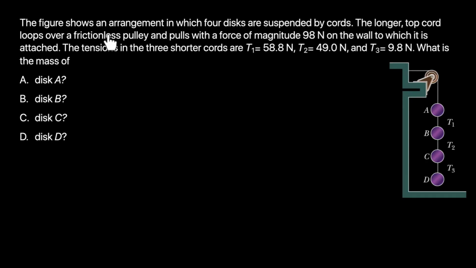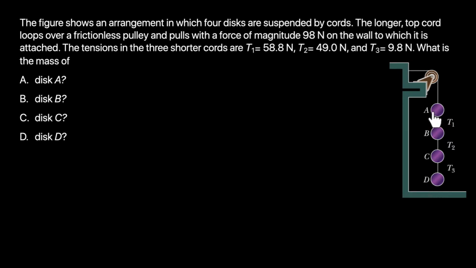The figure shows an arrangement in which 4 disks are suspended by cords. There are multiple cords, and they look like they're in a straight line. The longer top cord loops over a frictionless pulley with a force of magnitude 98 Newton on the wall to which it is attached. The tension in the 3 short cords are T1, T2, T3. What is the mass of each disk?